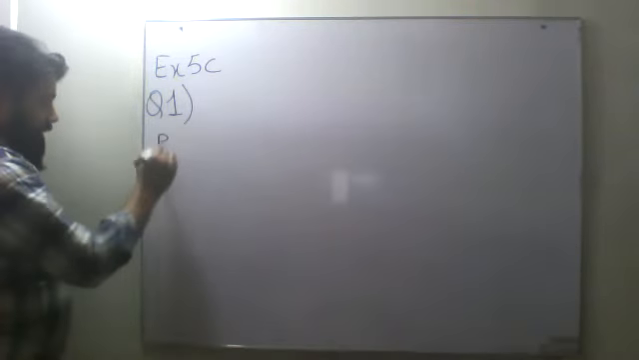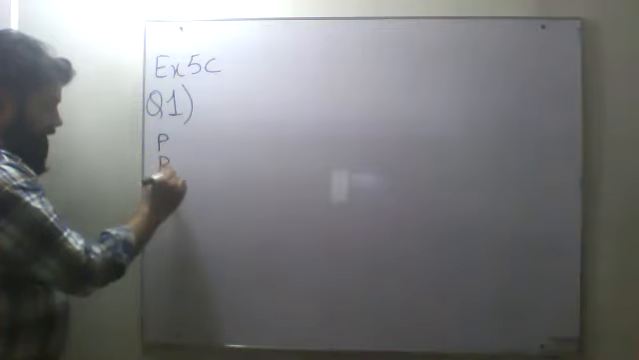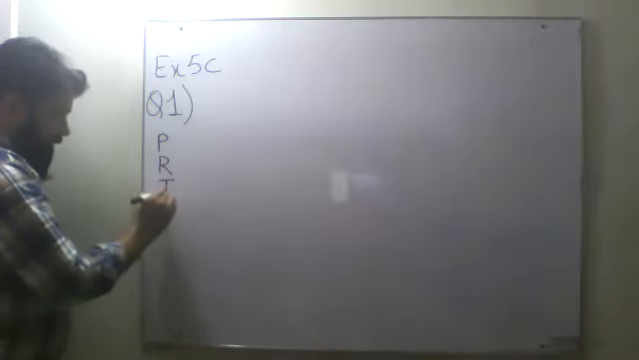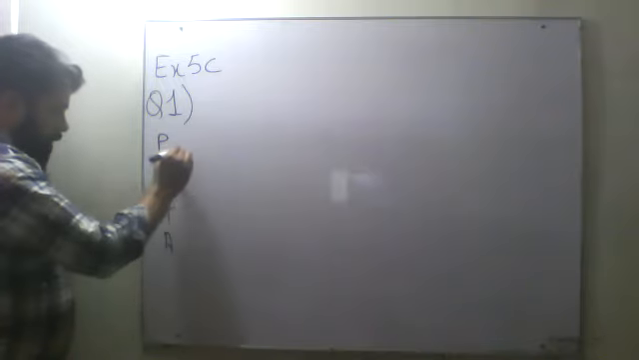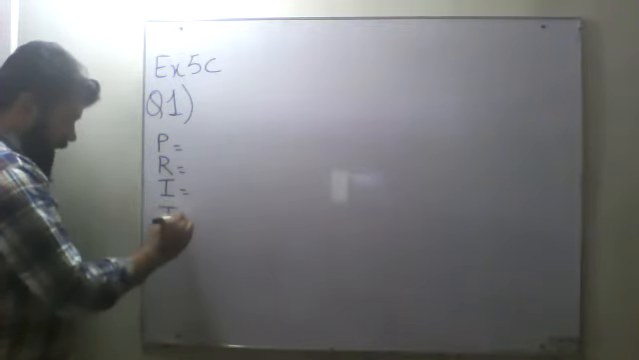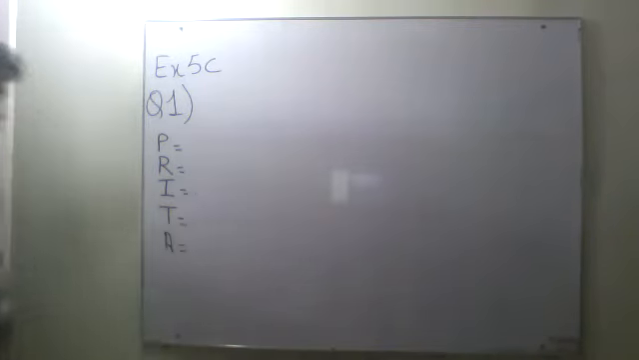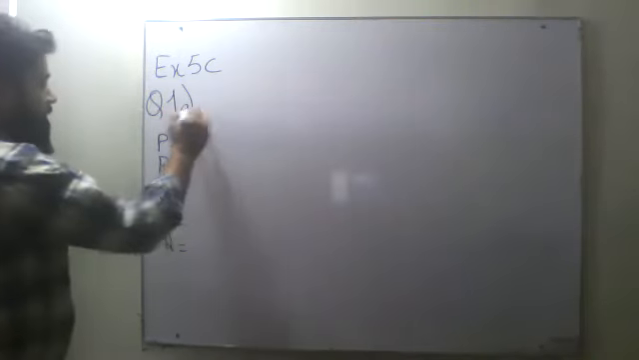Okay, so principal, rate, interest, time, amount, all 5 things are included in this question. First of all, I am going for question number 1, part A.